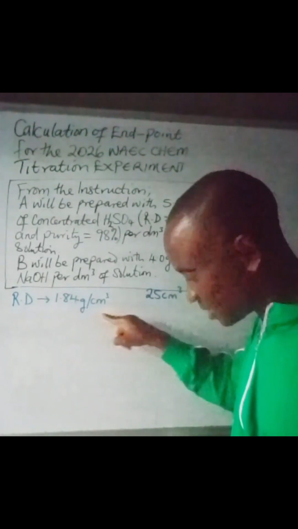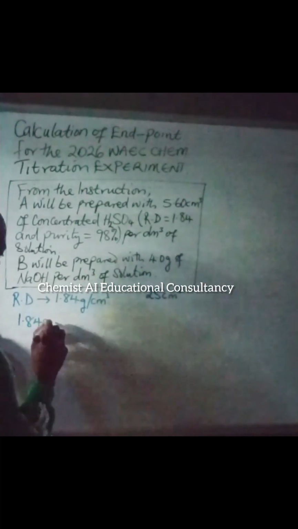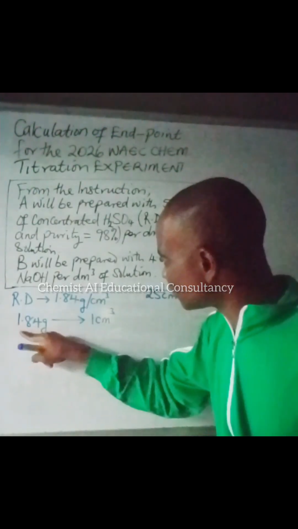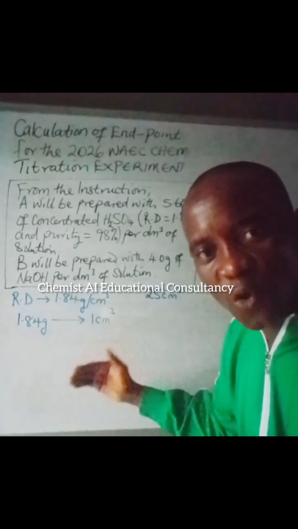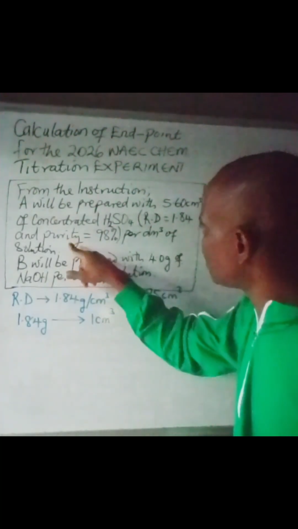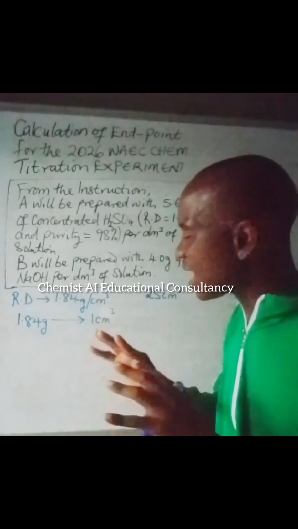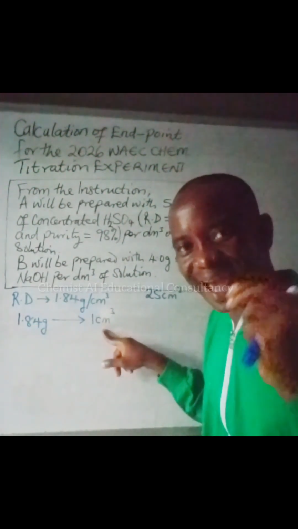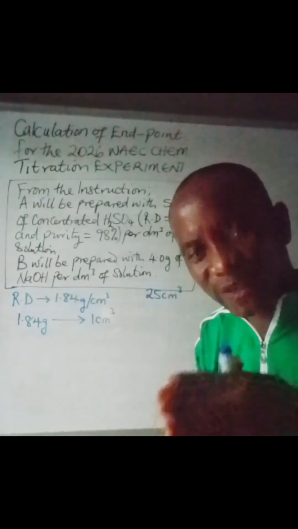Now, let's go. This simply means 1.84 grams is contained in 1 cm³. Now, we are interested in the mass of the pure sulfuric acid. Therefore, you go for the purity. The purity of the acid is 98%. What that means is that out of this number of grams in 1 cm³, 98% of it is the mass of the pure acid.